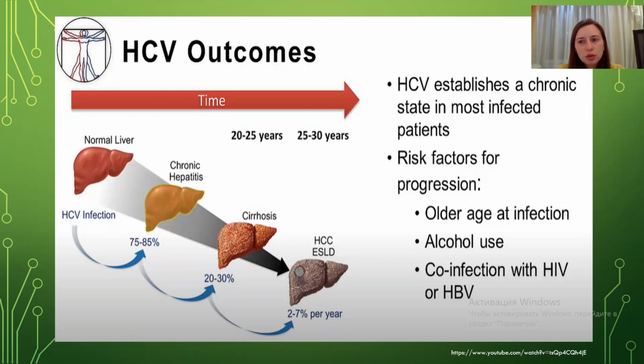And progression from normal liver to carcinoma takes about 25 or 30 years.